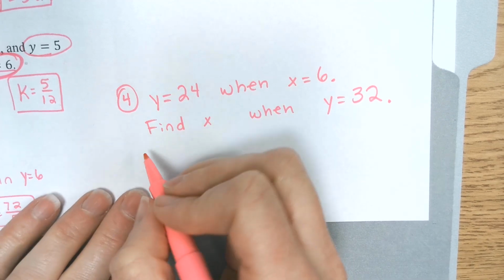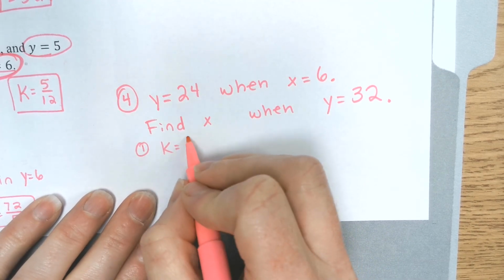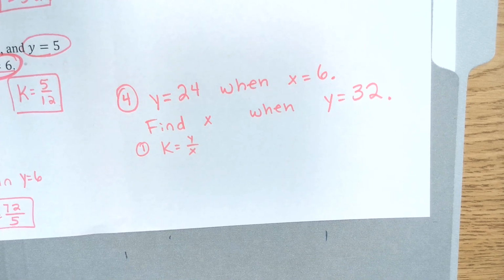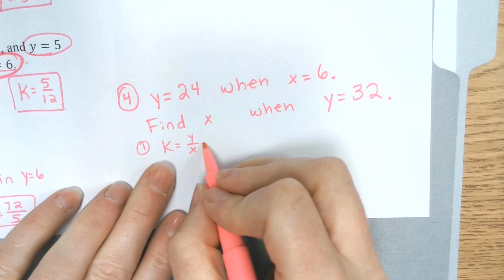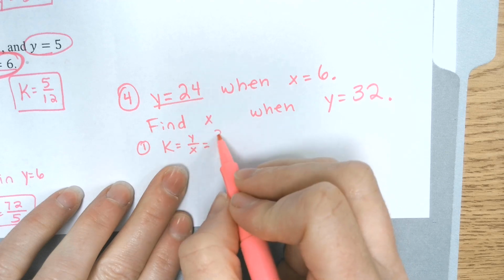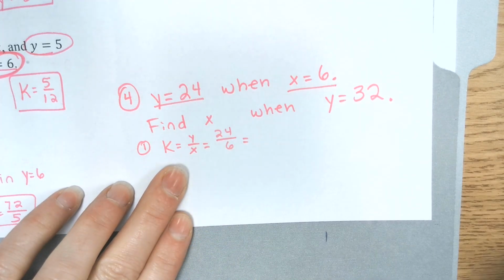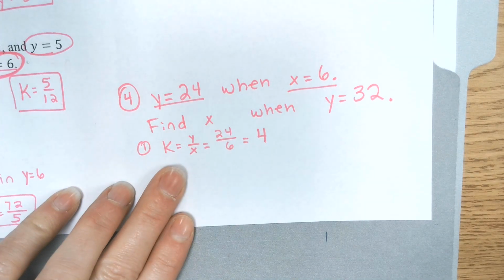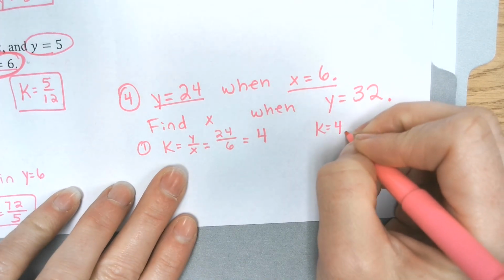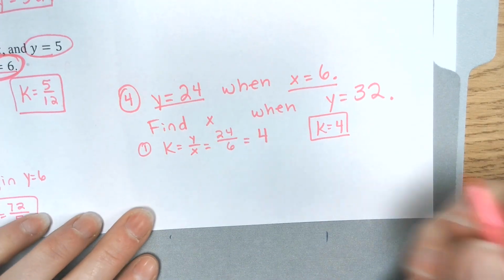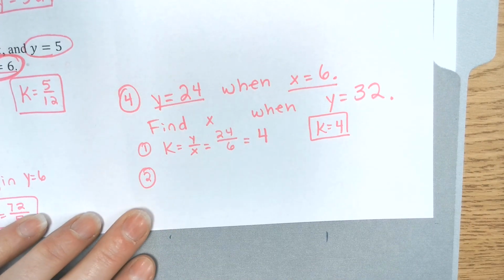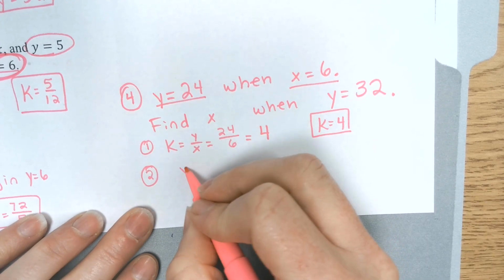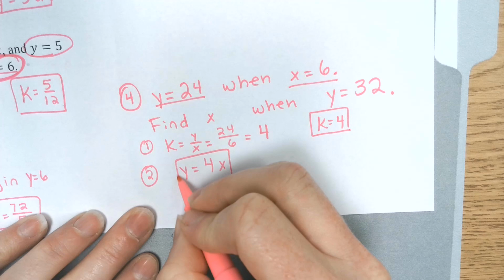All right, we're going to follow those same steps. So k equals y over x. So that means it's 24 over 6. It comes from our beginning numbers, our first sentence. 24 divided by 6 is 4. So k equals 4. Okay, number 2, write our equation. Our equation is just y equals kx. So what's our equation? Y equals 4x.